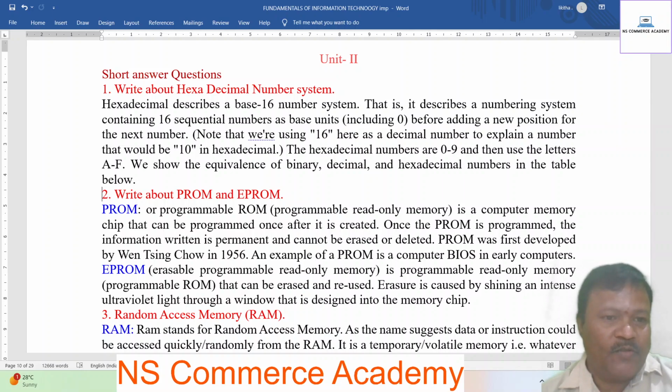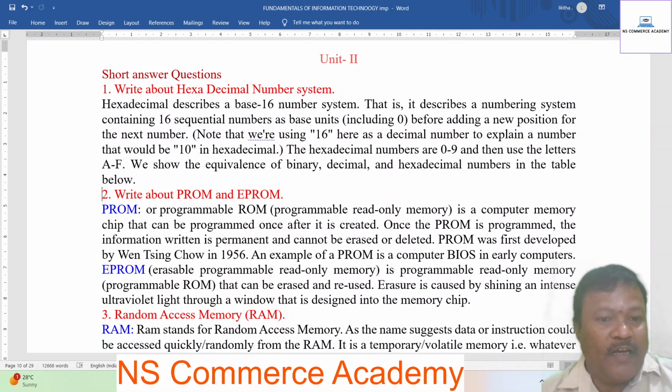Okay, next, second question. Write about PROM and EPROM. PROM or Programmable Read-Only Memory is a computer memory chip that can be programmed once after it is created. Once the PROM is programmed, the information written is permanent and cannot be erased or deleted. PROM was first developed by Wen Tsing Chow in 1956. An example of PROM is the computer BIOS in early computer systems.